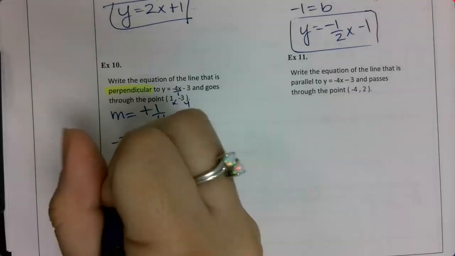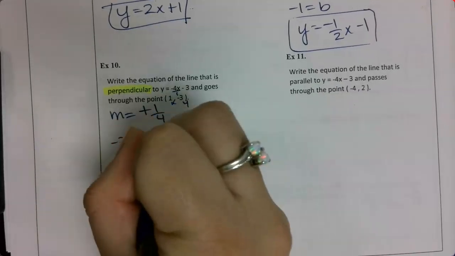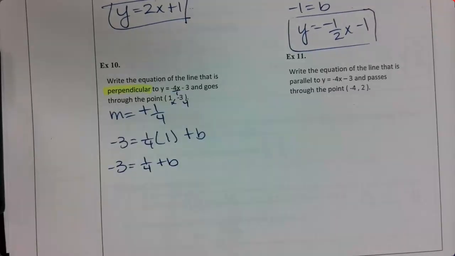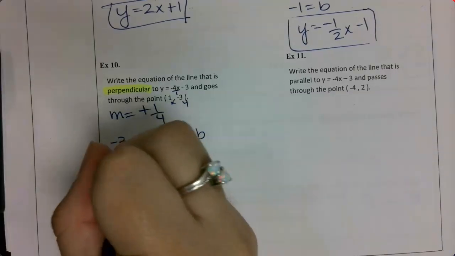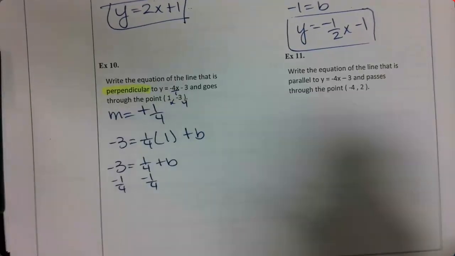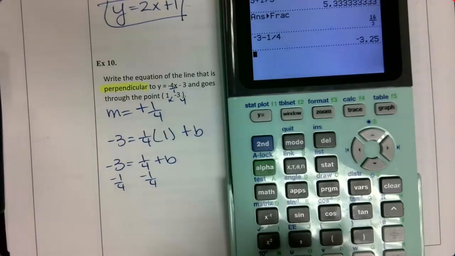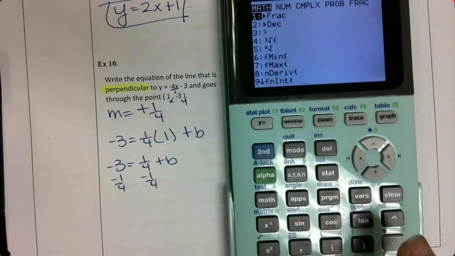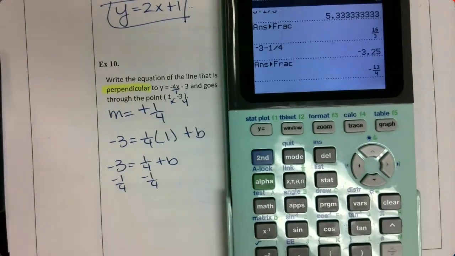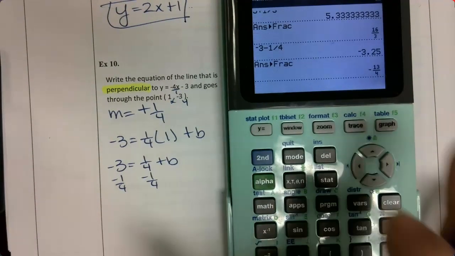Okay, so 1/4 times 1 is 1/4. And then I want to go ahead and subtract 1/4 on both sides. So this one I'm going to use my calculator for. I'm going to do negative 3 minus 1/4. And then I'm going to go to math. And then my first choice is fraction, so I hit enter twice. And it gives me negative 13/4.